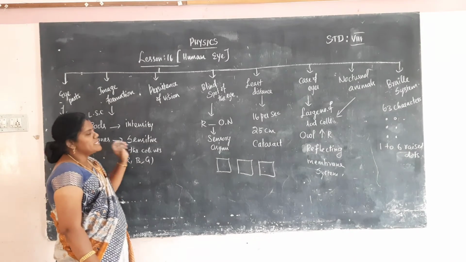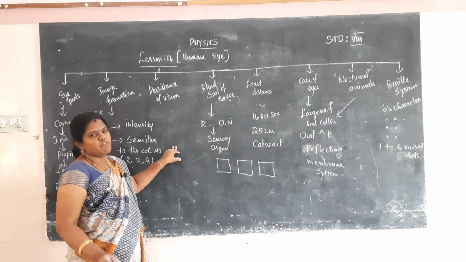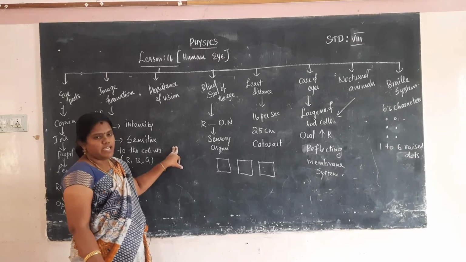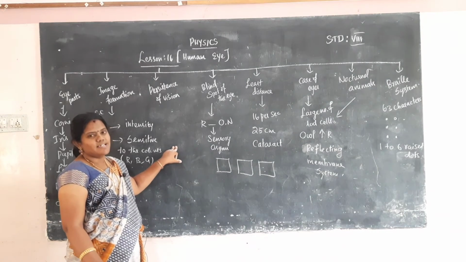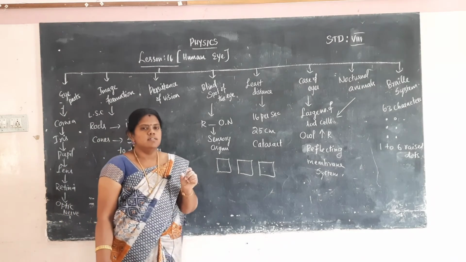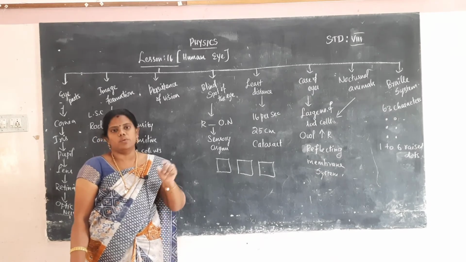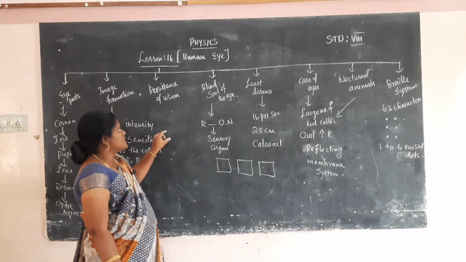Okay, then persistence of vision means that when still images are shown at the rate of 16 per second, the images are considered as a moving object. Some time duration is needed for vision to go from one image to another image. That is called persistence of vision.